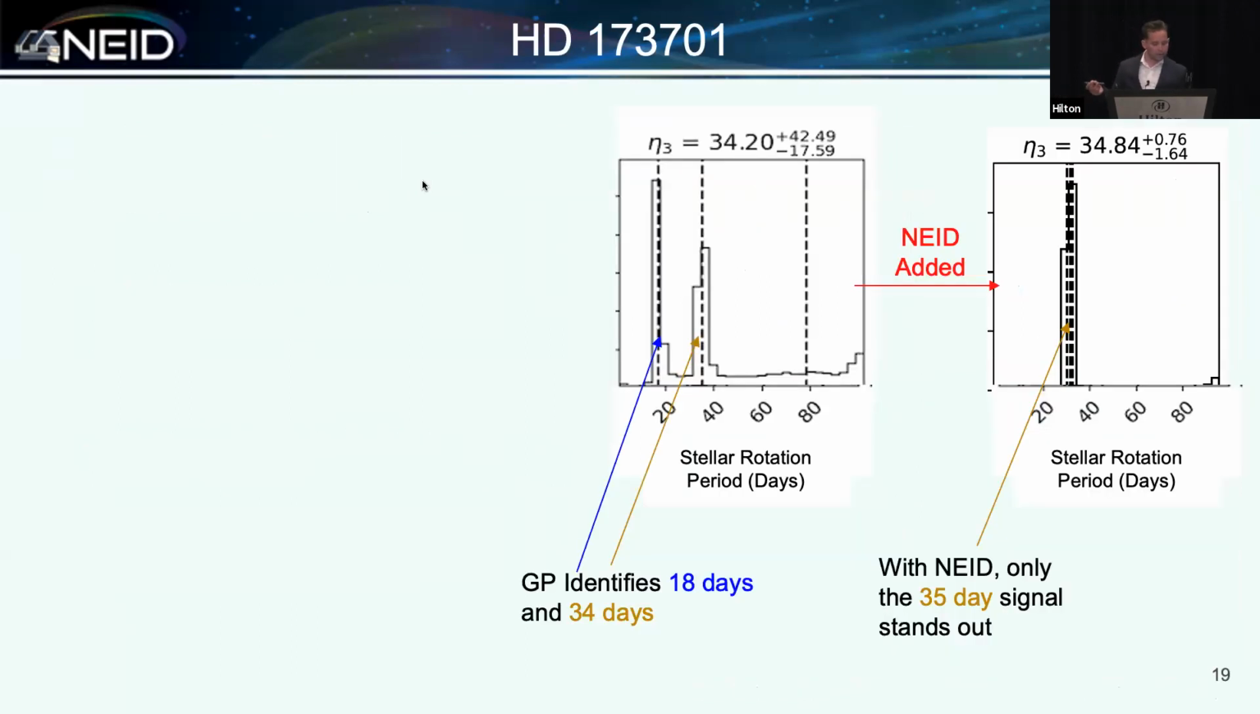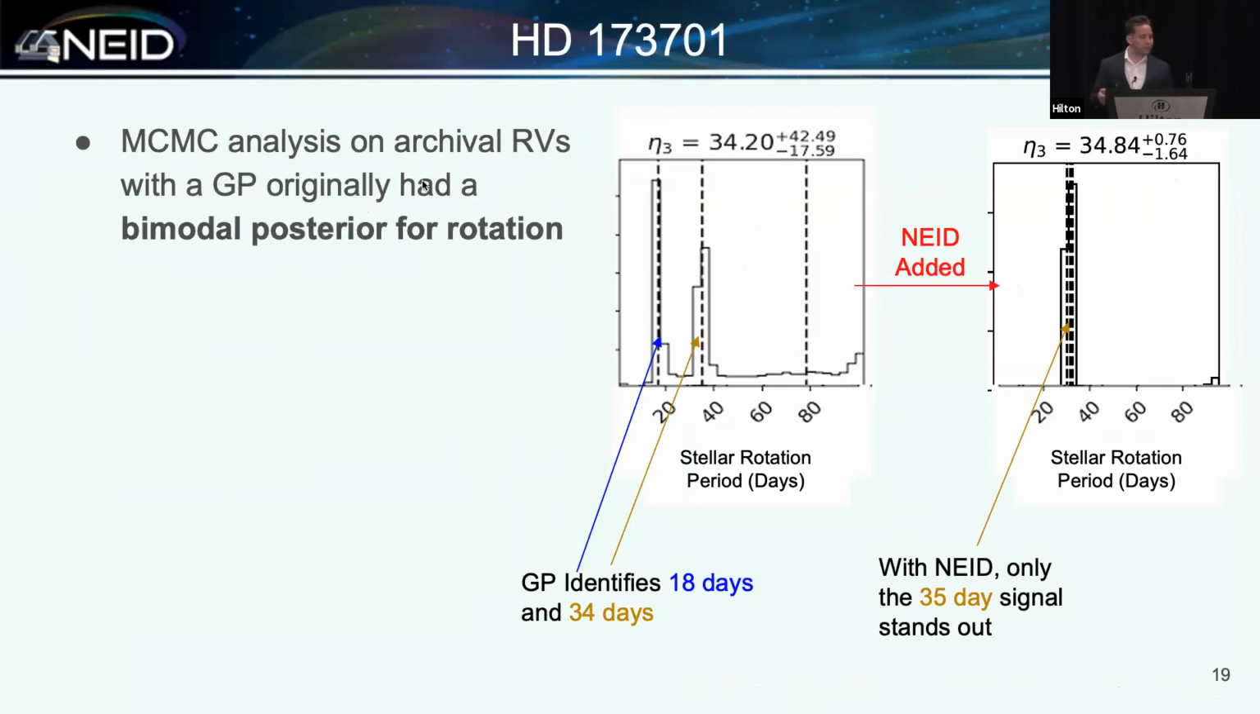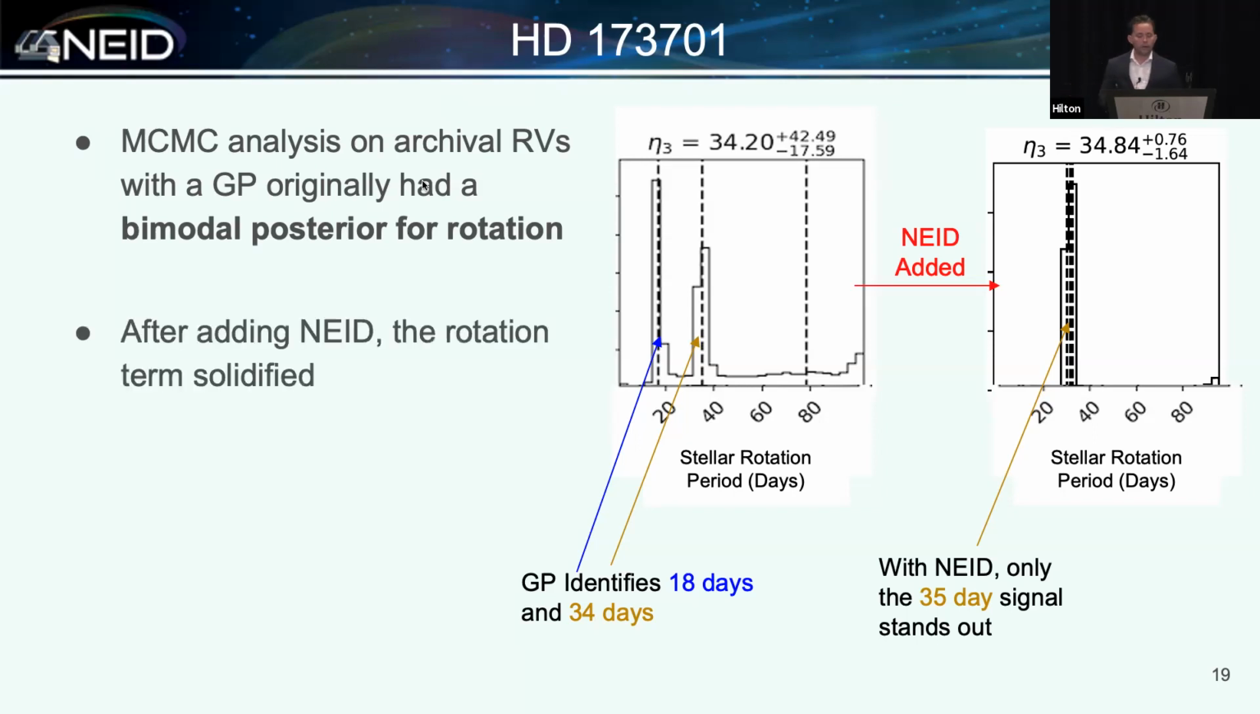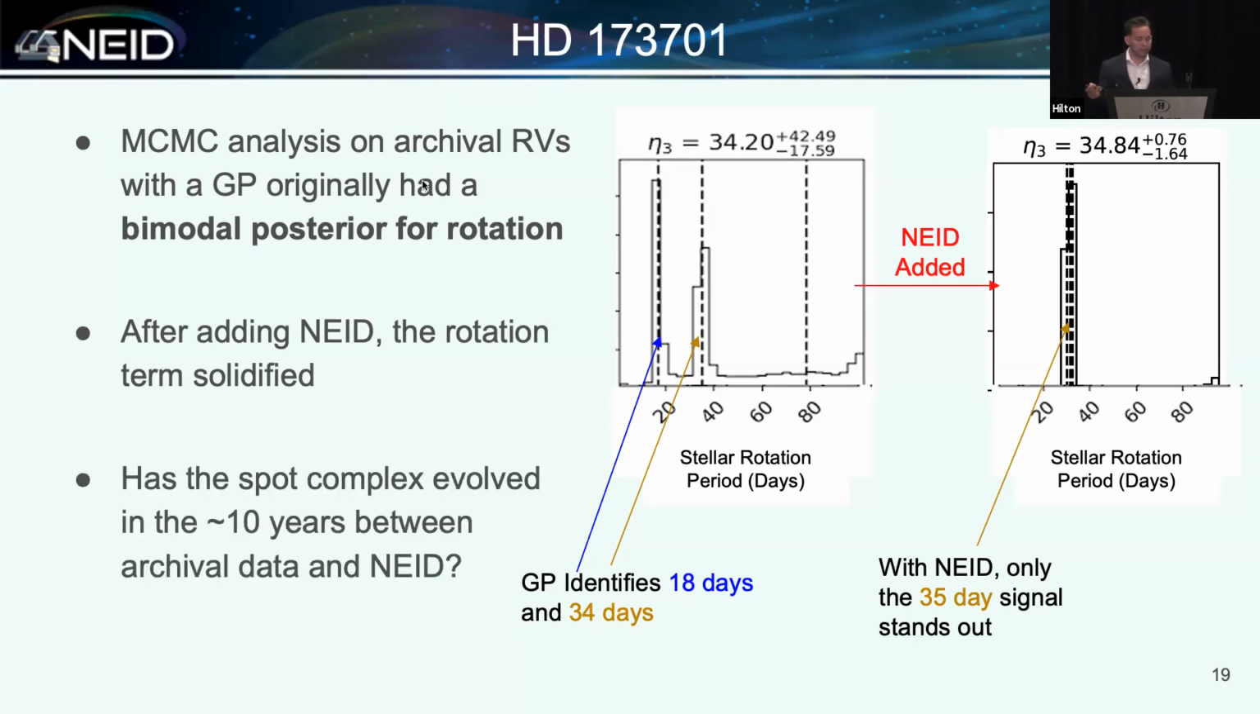And I'm running a little low on time, so I'm going to speed up a little bit. But basically, when you do an actual MCMC GP analysis, all the stuff, you get a weird bimodal distribution on just the archival RVs. You see the probably true rotation period, but even more significantly, you see 1/2 the rotation period. But when we include NEID data, suddenly this solidifies down to a 34-day period, the true rotation period of this thing. So we think that there actually might be some genuine evolution happening between these data sets, because it has been 10 years since Kepler observed this thing.